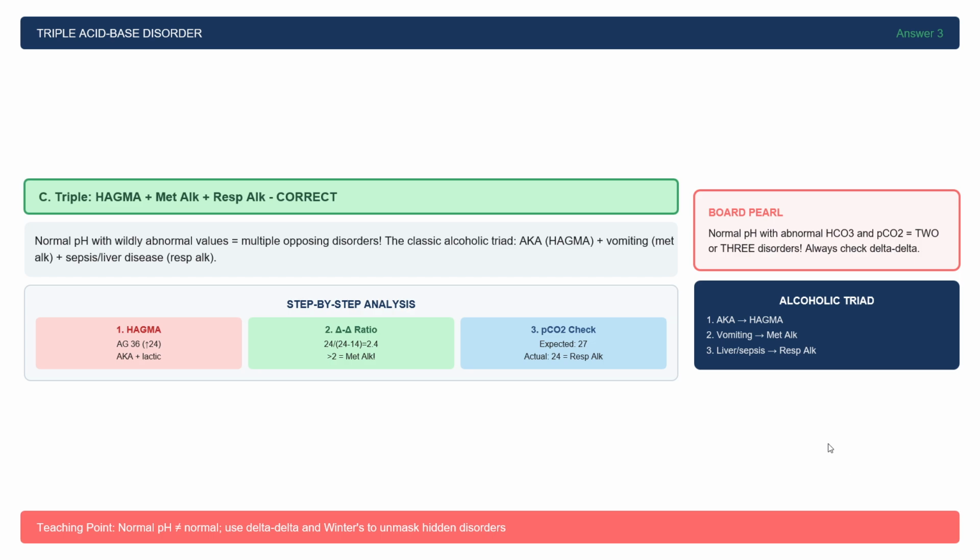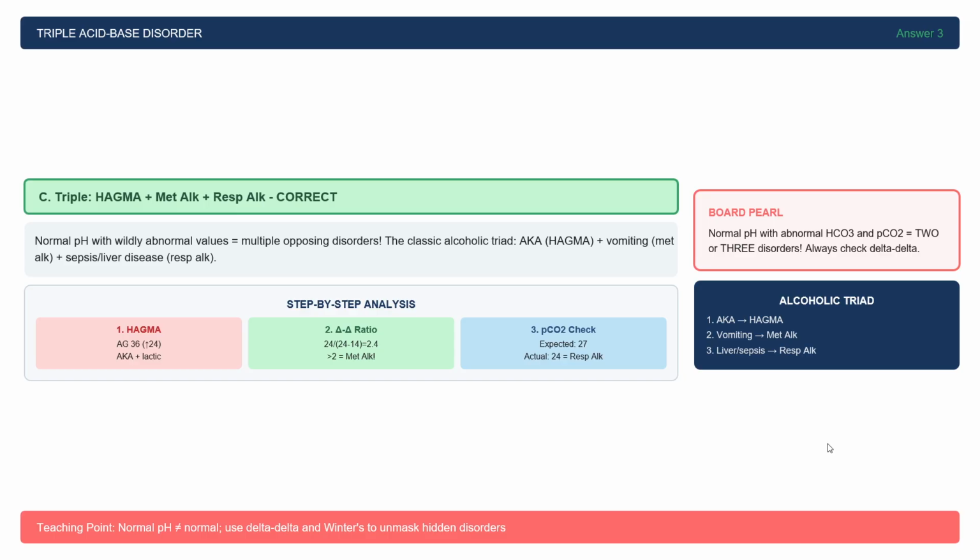First, the anion gap is 36, which is very high. Compared to a normal anion gap of 12, that's an increase of about 24. So this is definitely a high anion gap metabolic acidosis. In this setting, think of alcoholic ketoacidosis and often lactate contribution too.